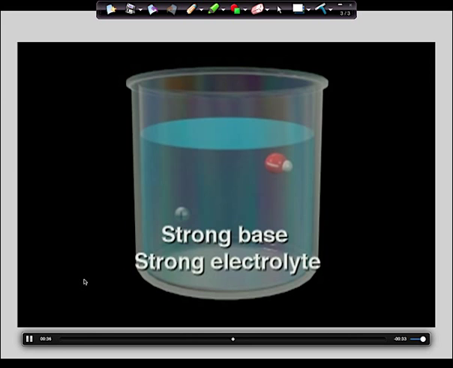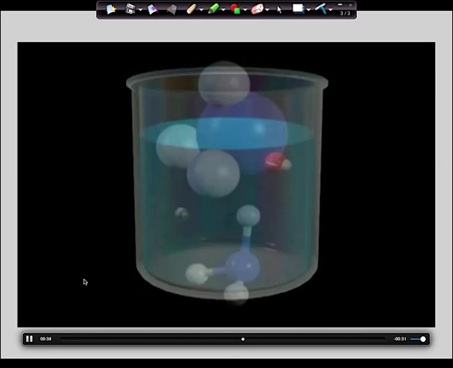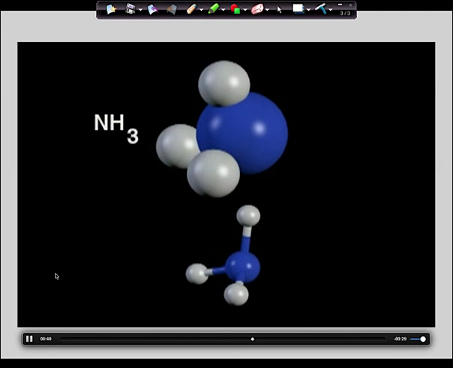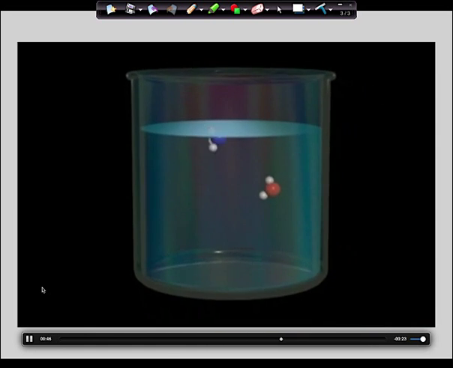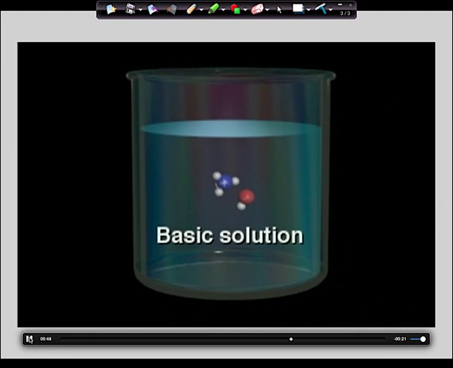It is also, of course, a strong electrolyte. Ammonia does not contain the hydroxide ion, but is basic in water. When gaseous ammonia dissolves in water, it reacts with water to form... Get it?